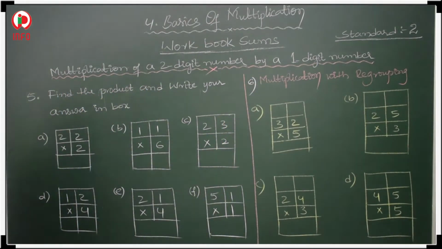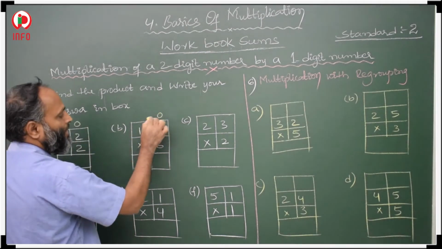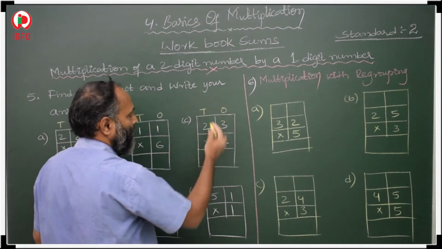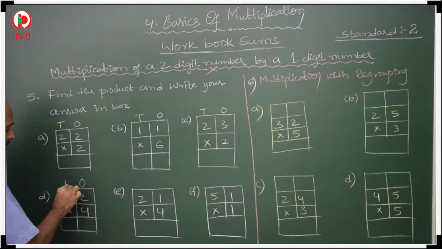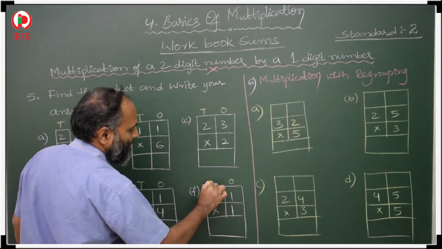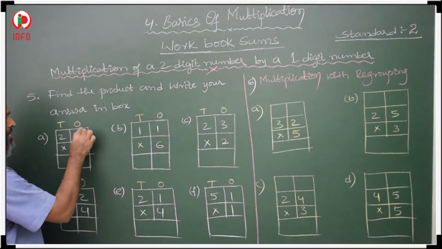So first, this is ones place, this is tens place. This is ones place, this is tens place. Ones place, tens place. Now, already we know that first we have to multiply this single digit with ones place.